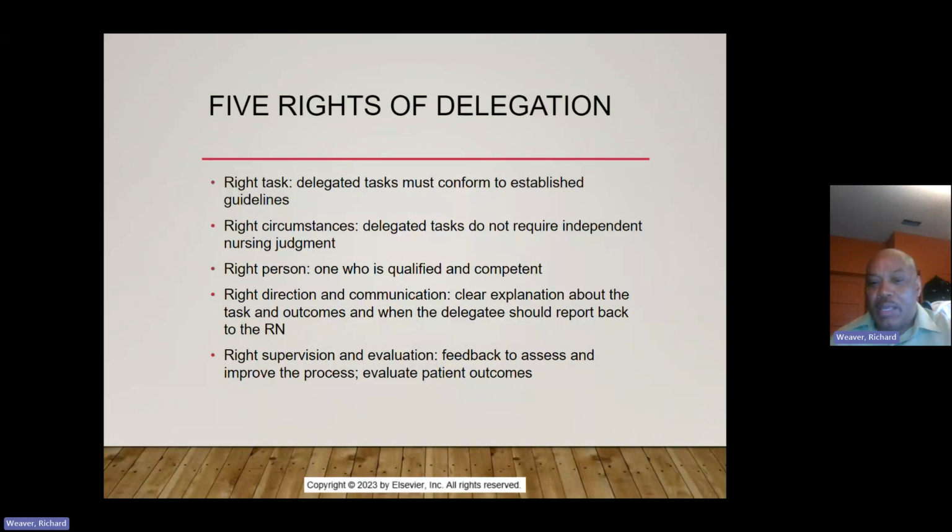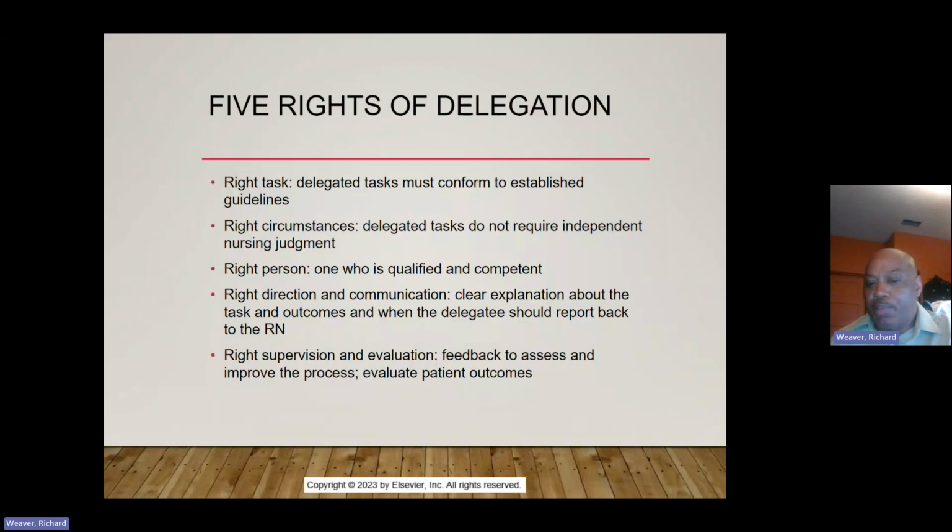Invite feedback also, to assess how the delegation process is working and how to improve it. Maybe you think you're doing all things well, but perhaps someone points out, hey, you may want to think about this or the other. If someone has a great idea, I'm all ears, because anything that can, number one, keep the patient safe, and also save my license and protect the organization from any kind of liability, then I'm open for that. So feedback is always important.